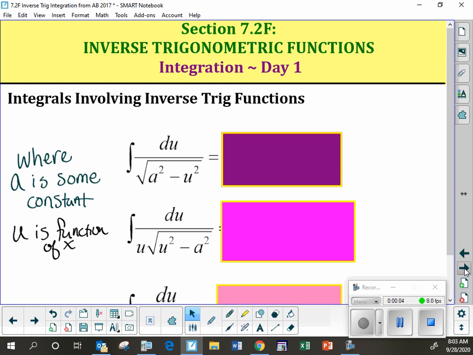What lesson are we on? We're on 7.2f. And 7.2f is all about inverse trig integrals.